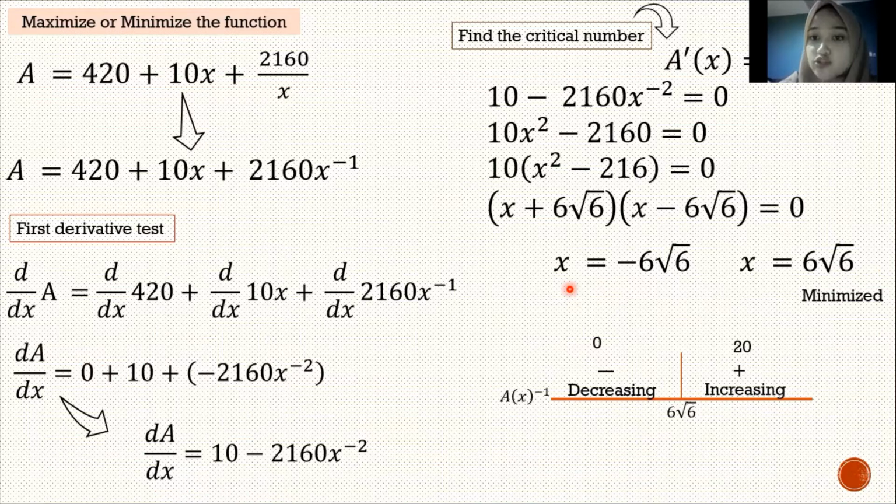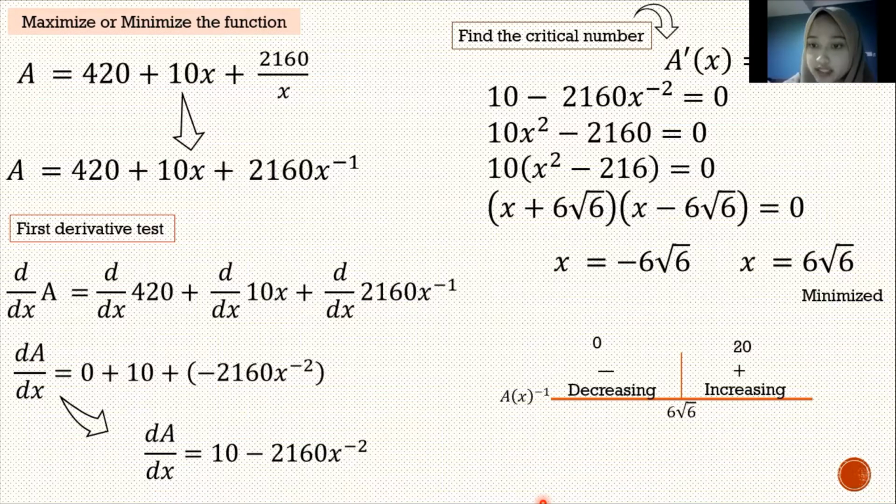However, we don't choose both of them. We only take one, which is the positive one. Why? Because it is impossible for the printed area to become negative. So we choose the positive one to determine the minimum or maximum critical point. So we choose the +6 square root 6.